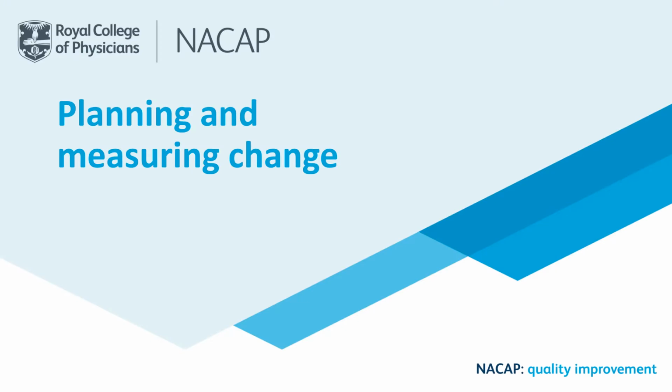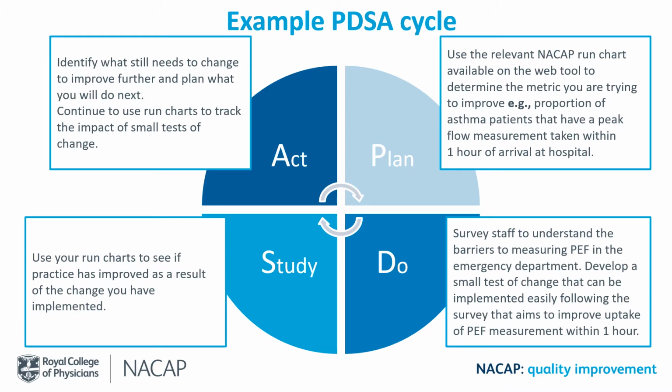Next comes planning and measuring change. Here we have a Plan, Do, Study, Act, or PDSA cycle. Your aim comes into the Plan section. You've used your run chart to identify the metric you are trying to improve. For example, you want to look at the proportion of patients who have a peak flow measurement taken within 1 hour of arrival at hospital.